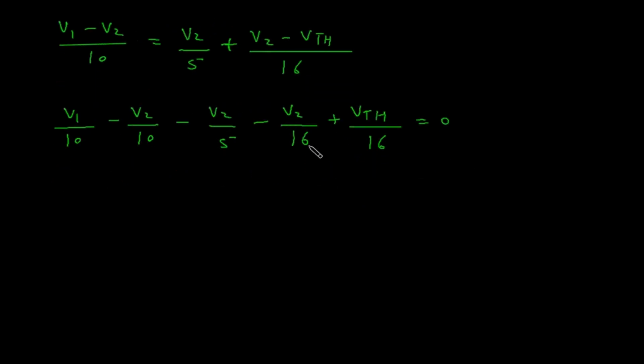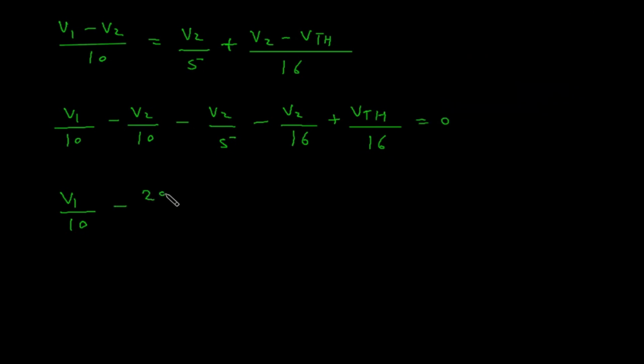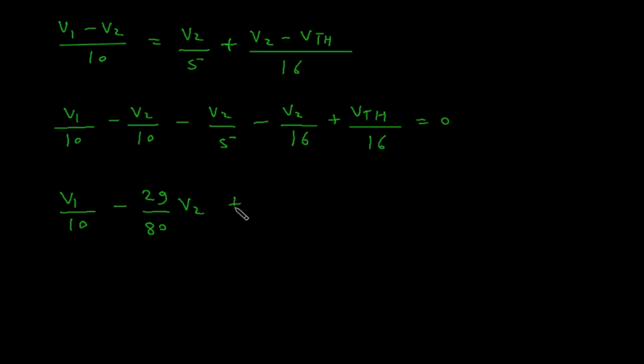Now this will be V1 by 10 as it is, then minus 1 by 10, minus 1 by 5, minus 1 by 16, this will be minus 29 by 80 V2 plus VTH by 16 is equal to 0. Let's say this is equation number 2.